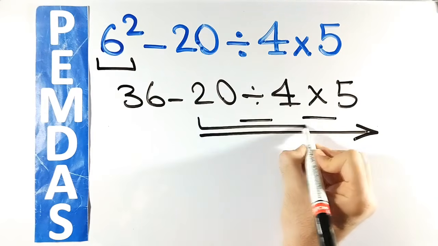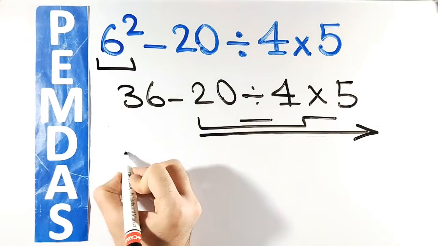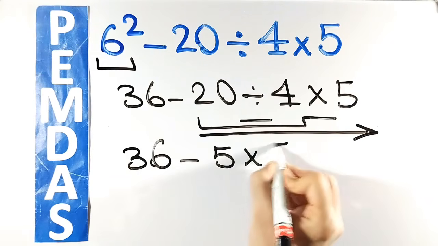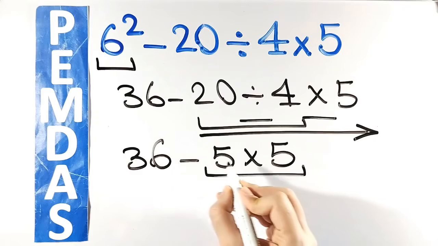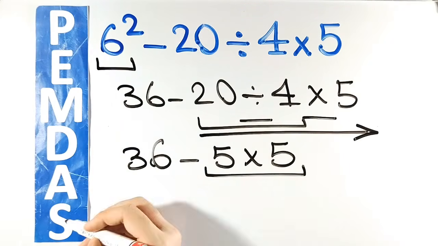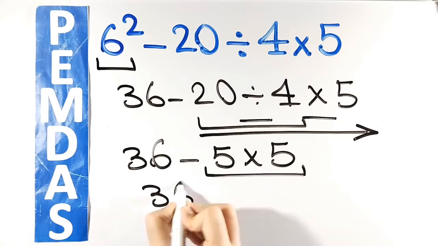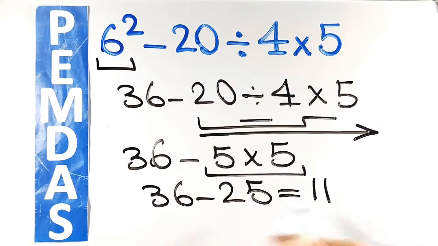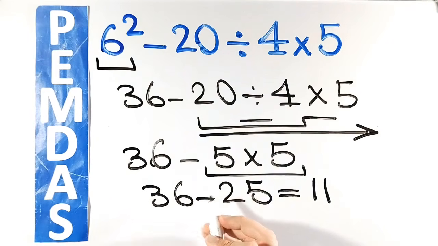So, first we go for the division between 20 and 4. And instead of this equation, we can write 36 minus 5 multiplied by 5. And the final step, we go for the multiplication between 5 and 5 because multiplication has priority over subtraction. So, we rewrite this equation as 36 minus 25, which finally gives us the answer 11. Alright, now let's solve the final math question together.